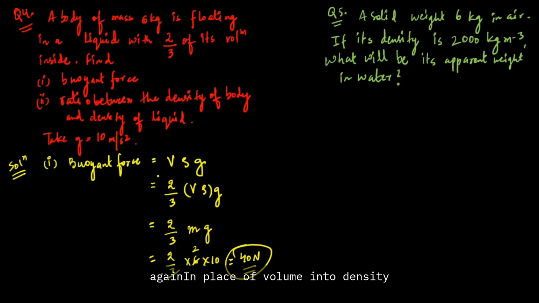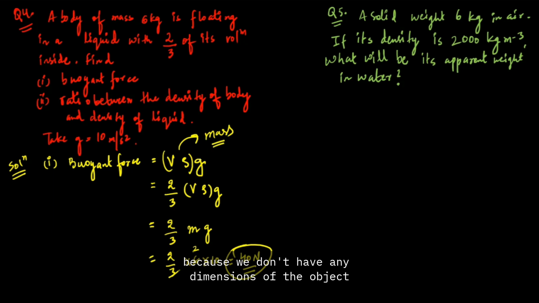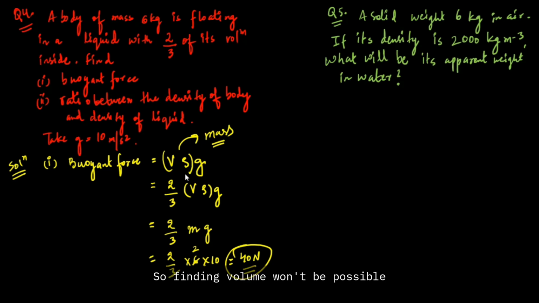Again, in place of volume times density, we can write mass, because we don't have any dimensions of the object, so we cannot find any value of V. So we cannot substitute V here. How? We cannot find out volume. There is no shape, there is no size given. So finding volume won't be possible. Okay, so we have to just say 2/3.